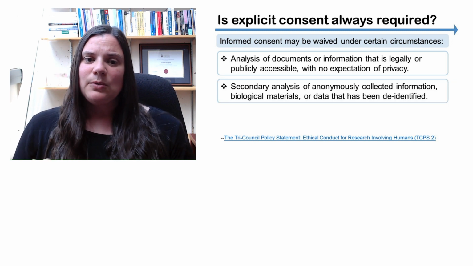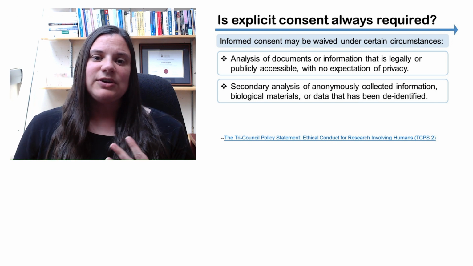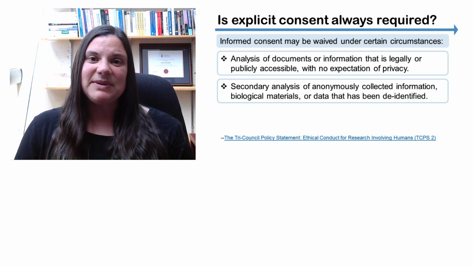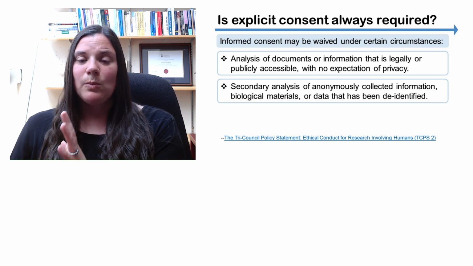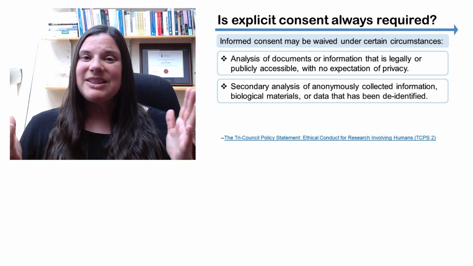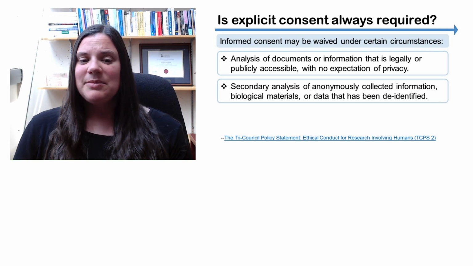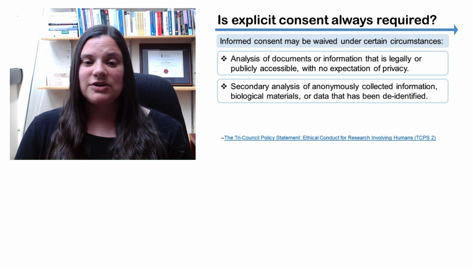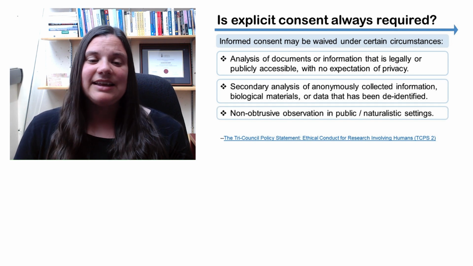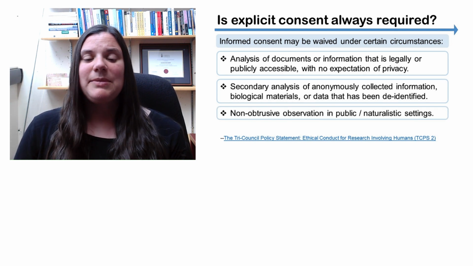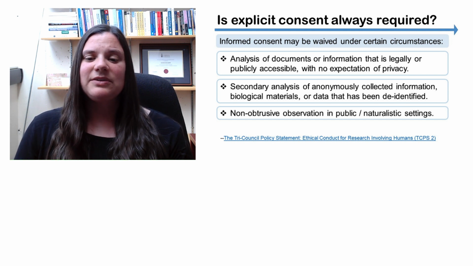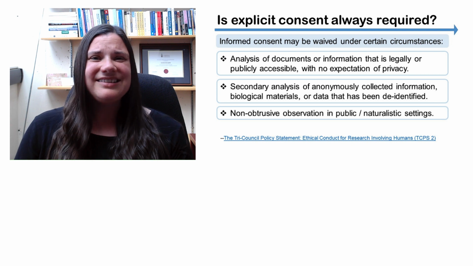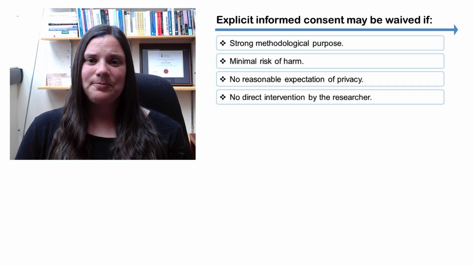Researchers may also be able to waive certain aspects of informed consent if they're using secondary analysis of anonymously collected data, biological materials, or other such information that maybe was collected by one research team, but then de-identified and anonymized in order to be shared with other researchers. Lastly, in some situations, the researcher may be able to get a waiver of informed consent if they want to observe people in public settings in some kind of non-obtrusive way.